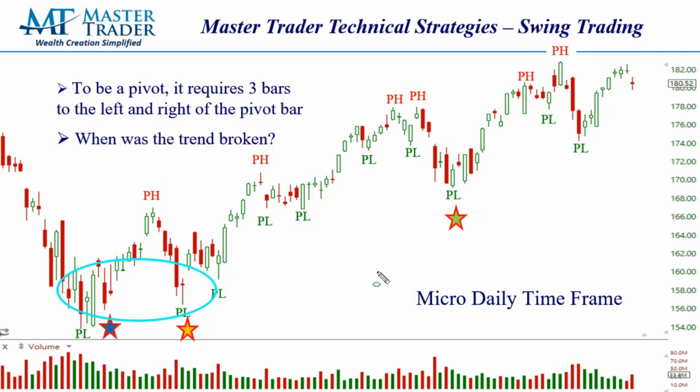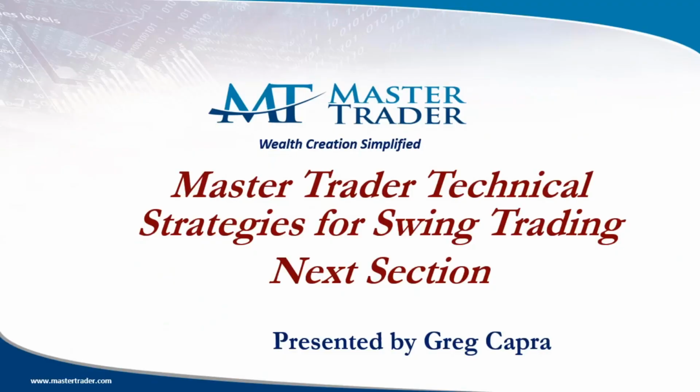So the concept of using a macro time frame trend and combining that with a micro time frame trend is extremely powerful to form our bias. And when the micro time frame begins to turn, which could have a trend line break or a trend break, we know when to get on board at the appropriate time. Let's move on to our next section.